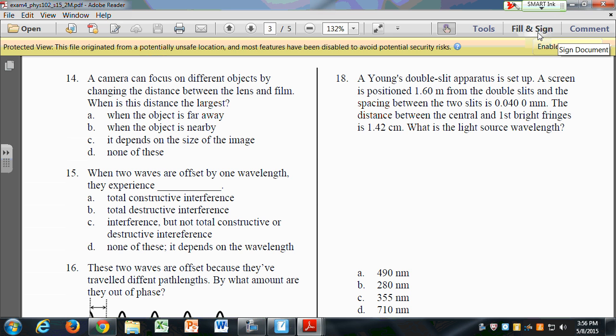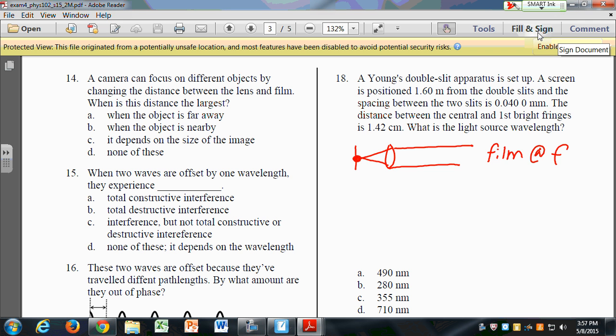Camera can focus on different objects by changing the distance between the lens and the film. When is this distance the largest? So this actually incorporates not only cameras, but the eye too. So let's go over both of them. For a camera, I have a lens and a film. The focal length of the lens never changes, right? So if I have something that's really far away, that means the rays are parallel. They'll focus at the film, or the CCD, or whatever it is. And in this case, if the object's really far away, the film is at the focal point.